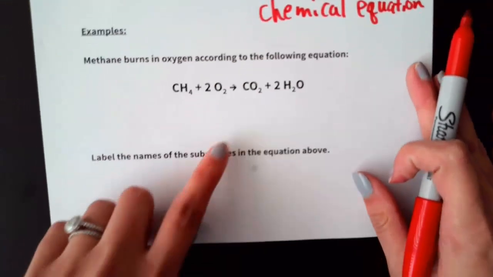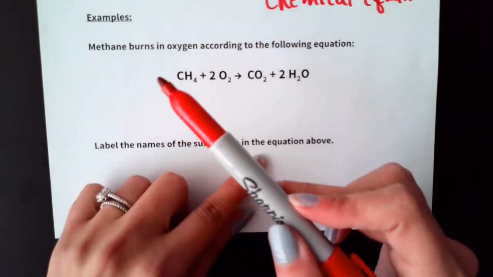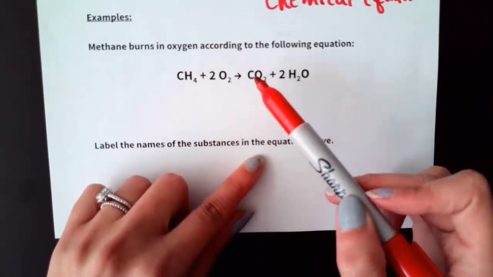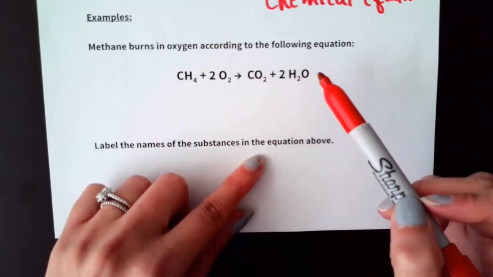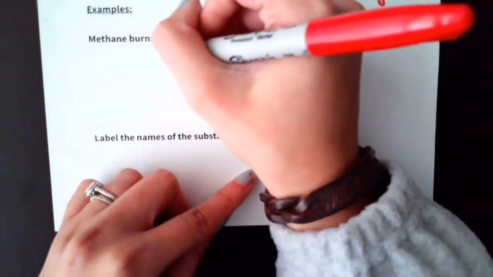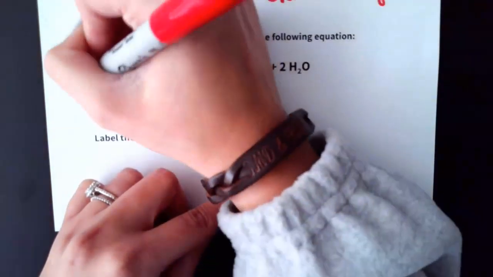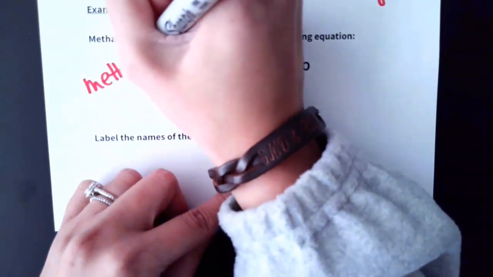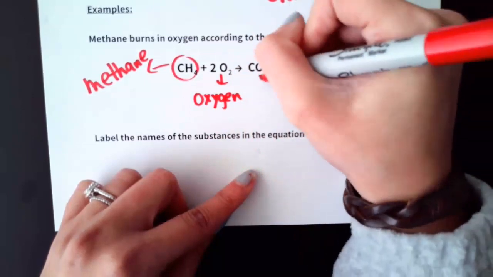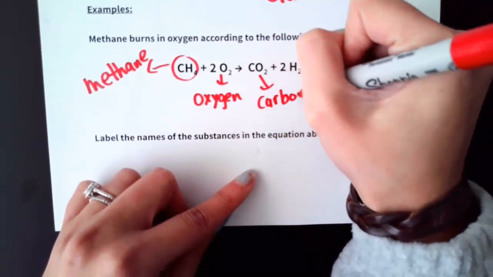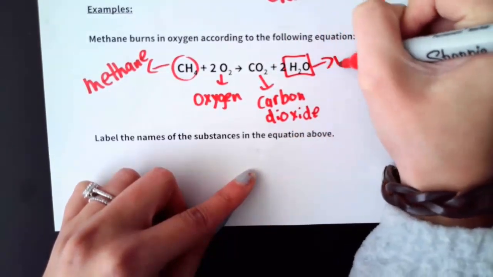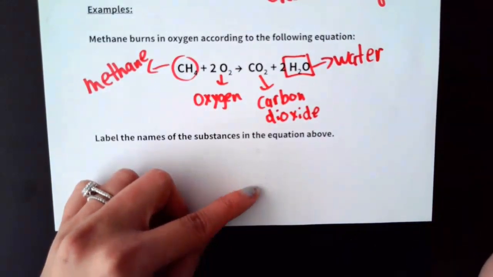Okay, so here we've got methane burns in oxygen according to the following equation. So CH4 plus 2O2 gives you CO2 plus 2H2O. Label the names of the substances in the equation above. So this CH4 is what we call methane. Y'all know oxygen. You should know carbon dioxide at this point. We've talked about it quite a bit. And then good old water. Okay, we all know water.